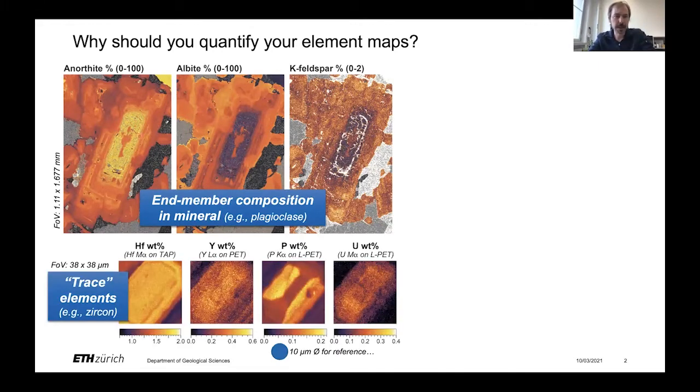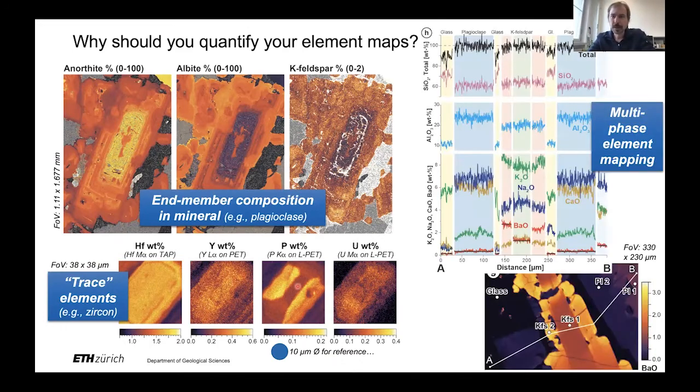If you want, you can also look at some trace elements. For this, of course, we will be looking at a much smaller field of view, but you can see the partitioning of the different elements, hafnium, yttrium, phosphorus, and uranium, for instance, here in zircon. And just for reference, I'm putting here this 10 microns diameter, which could correspond to the laser beam spot that you will apply on your zircon. So just be aware that minerals are zoned, and sometimes this zoning is at the micron scale. And such quantified maps can show you that beautifully.